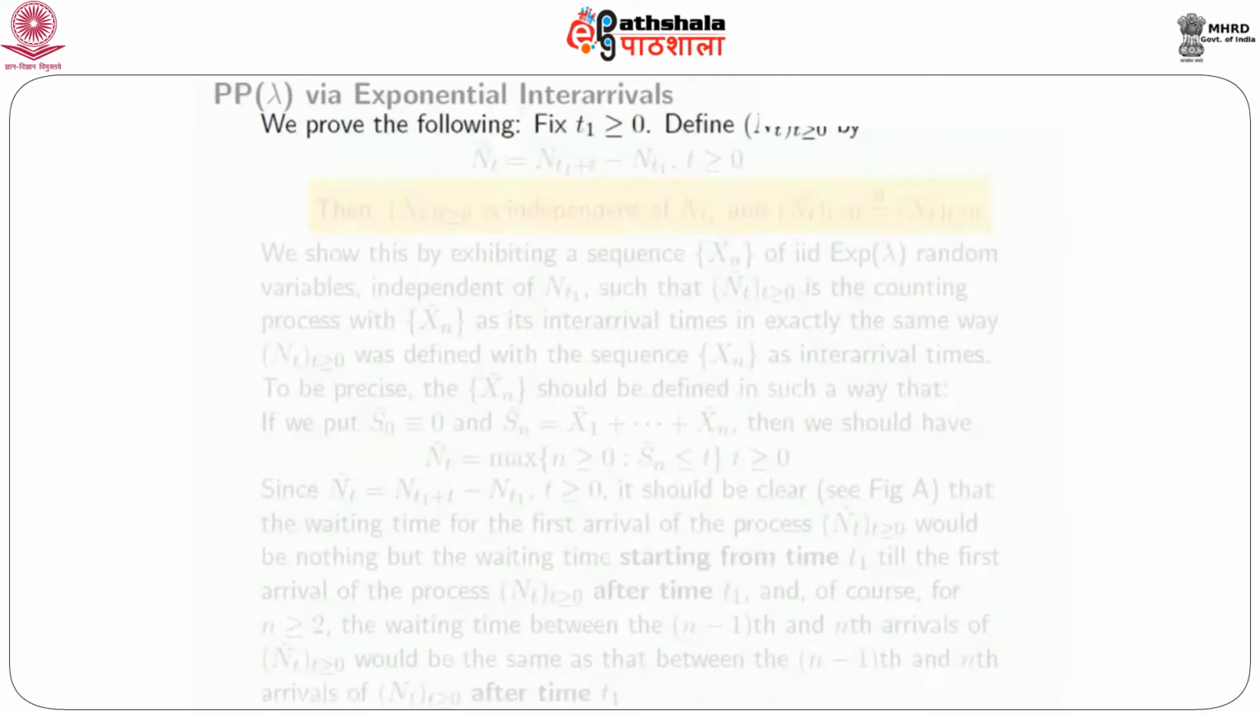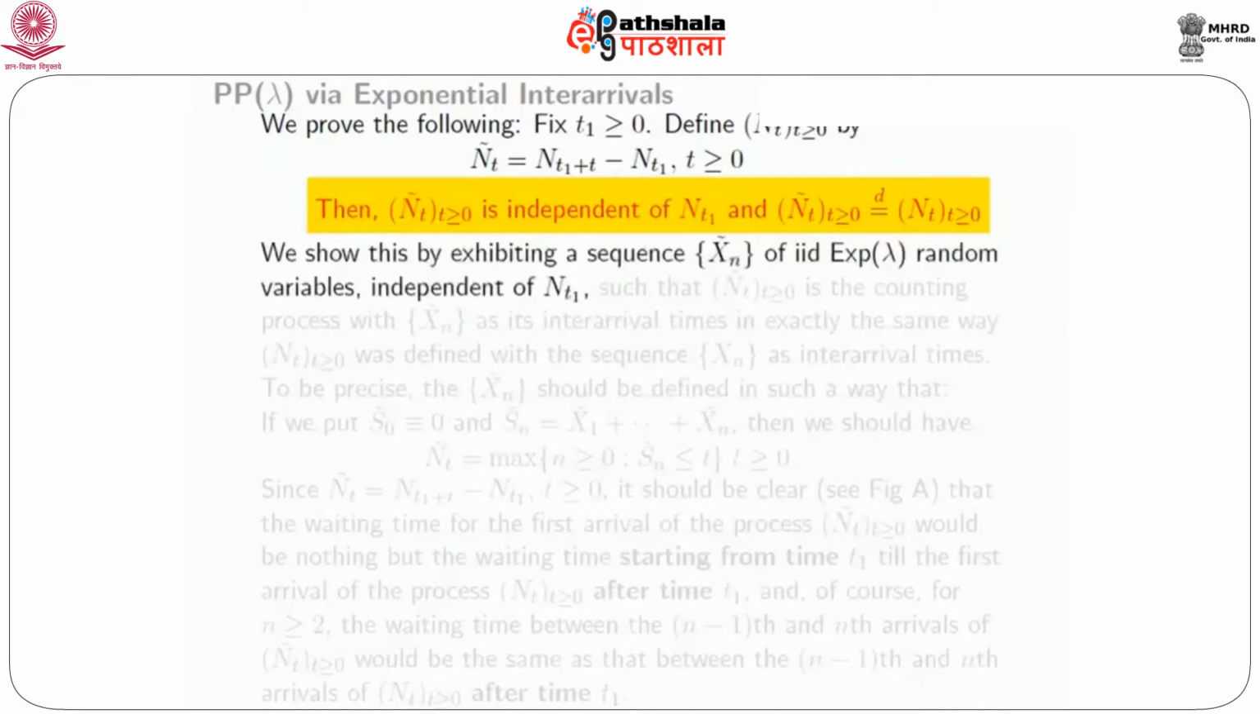Now we prove the following. Fix any t1 greater than or equal to 0. Define N tilde t, for t greater than or equal to 0, another process, by this formula. So N tilde t is N_{t1 plus t} minus N_{t1}. So this is the number of arrivals during the interval open t1 to t1 plus t closed. What we are going to show is that this process N tilde t is independent of N_{t1}, and the process N tilde t has the same distribution as the original process N_t.